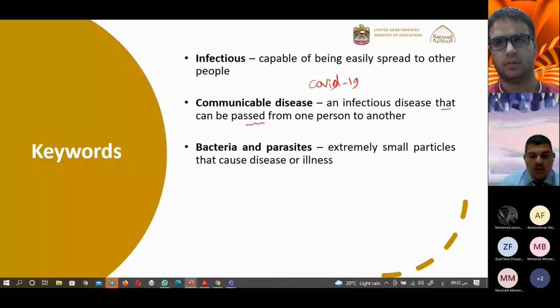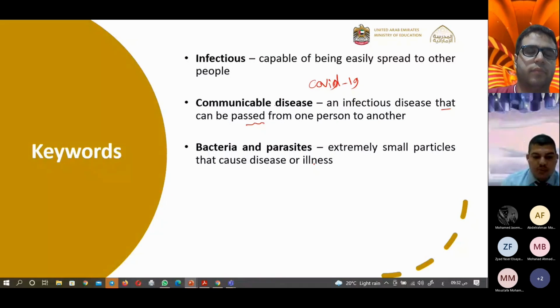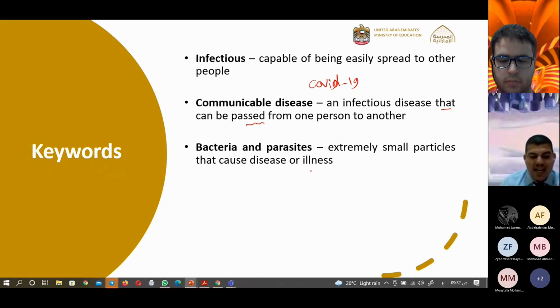The last keywords are bacteria and parasites, extremely small particles that cause disease or illness. And remember why we should wash our hands with soap and water. Who can answer my question? Why should we wash our hands?